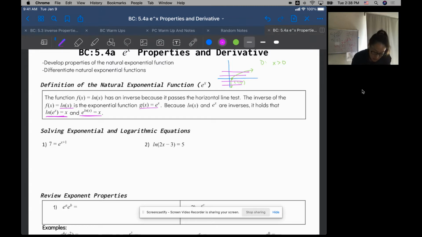The composition, so if we said f of g of x is equal to x, and g of f of x is also equal to x.